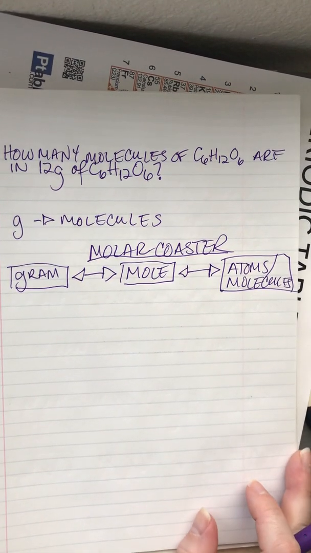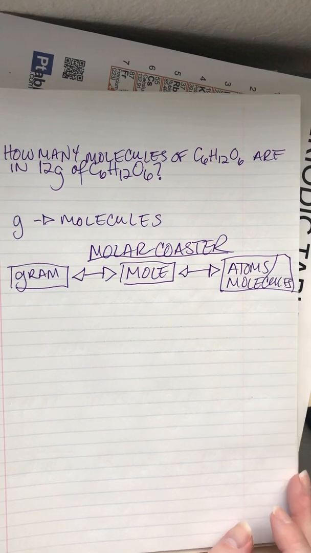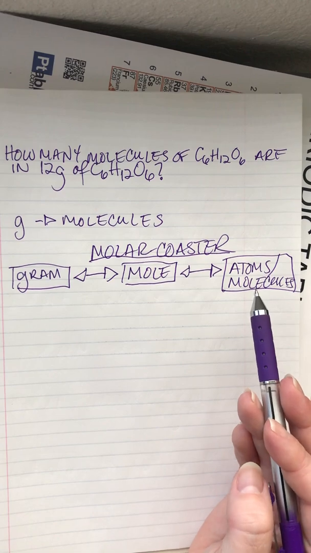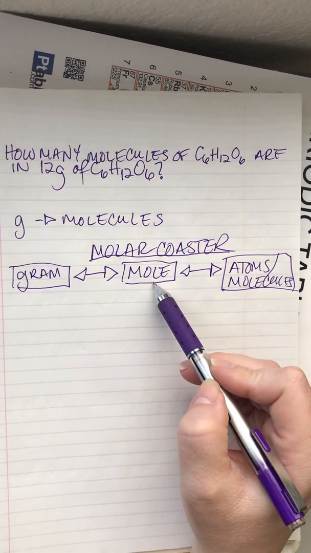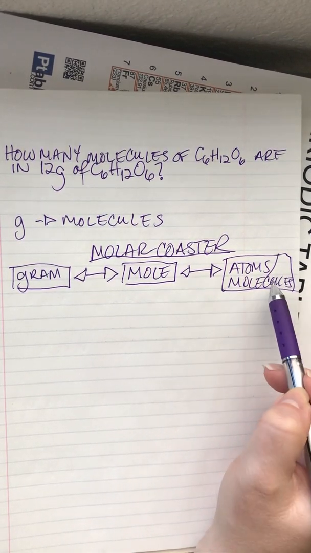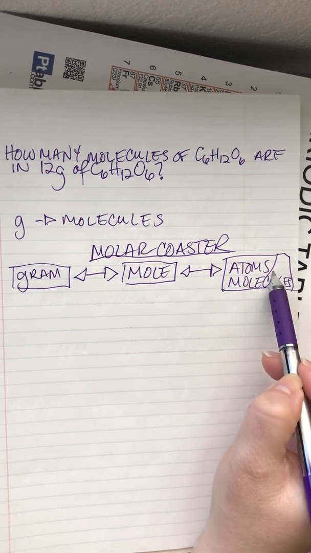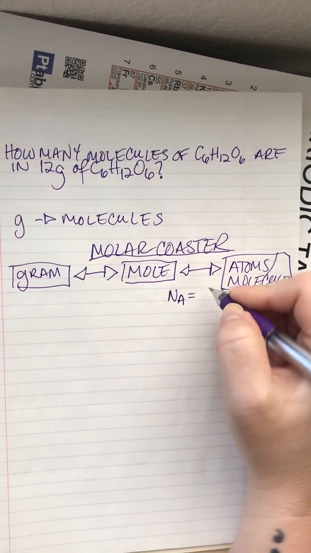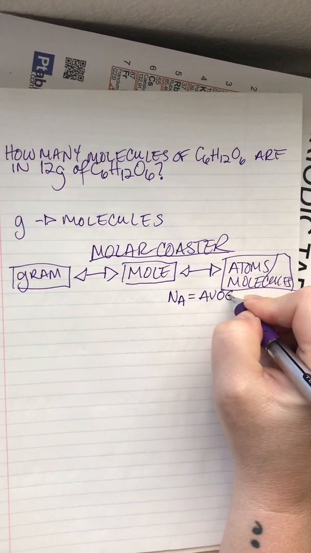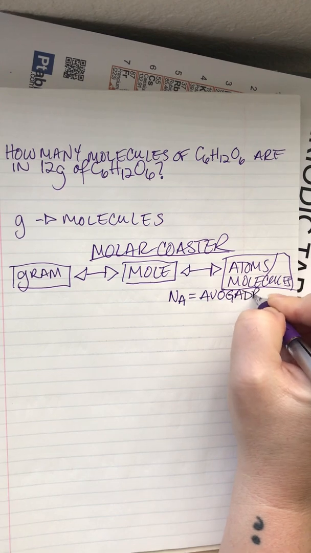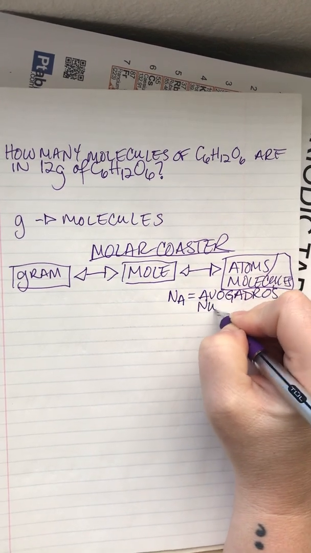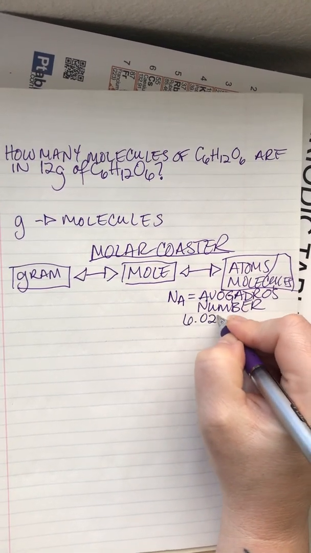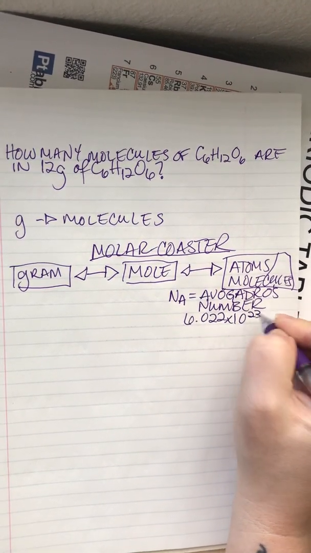Now we want to know what conversion factors will get us from grams to moles and then from moles to atoms or molecules, right? So we already talked about the factor that gets us from moles to molecules and back again, right? That number is called Avogadro's number.